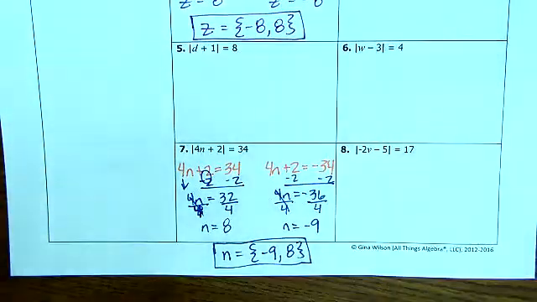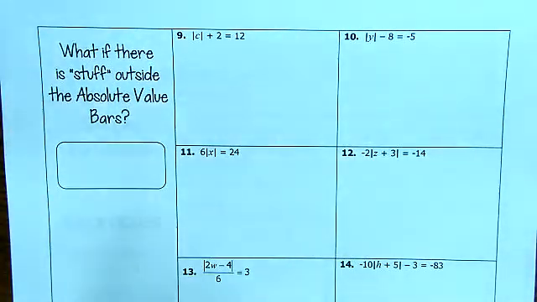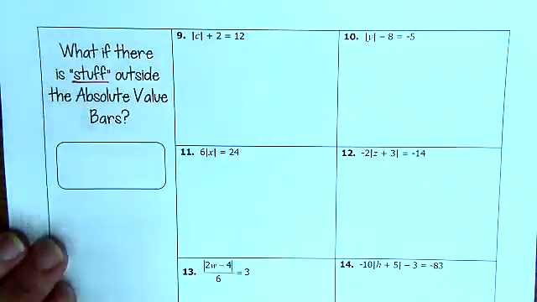Remember, if you've got questions, pause and repeat, or pause and come ask. Moving right along to the next page. This is where we're going to start pulling stuff on the outside. Okay, so what if there is stuff outside the absolute value bars?